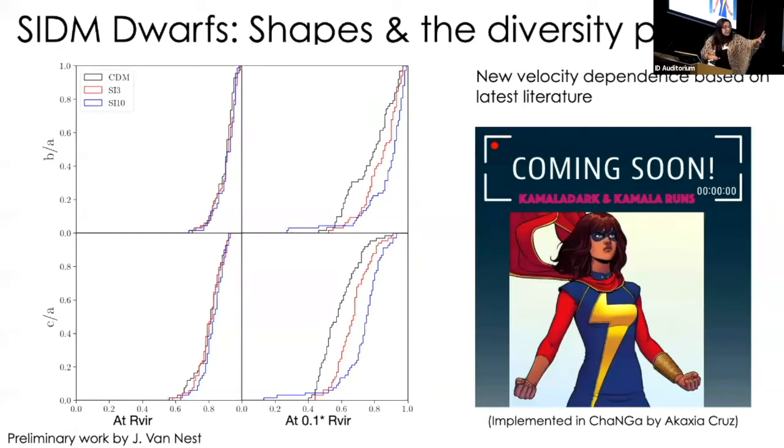And so I wanted to advertise that we are running a series of runs, some of which are a subsample of Marvel and some of which will be brand new runs with this velocity dependent cross section, which will be for the dark matter only runs, the Kamala dark runs, and then with baryons, the Kamala runs, keeping in light of our theme of women superheroes, with also a nod to our first woman vice president.